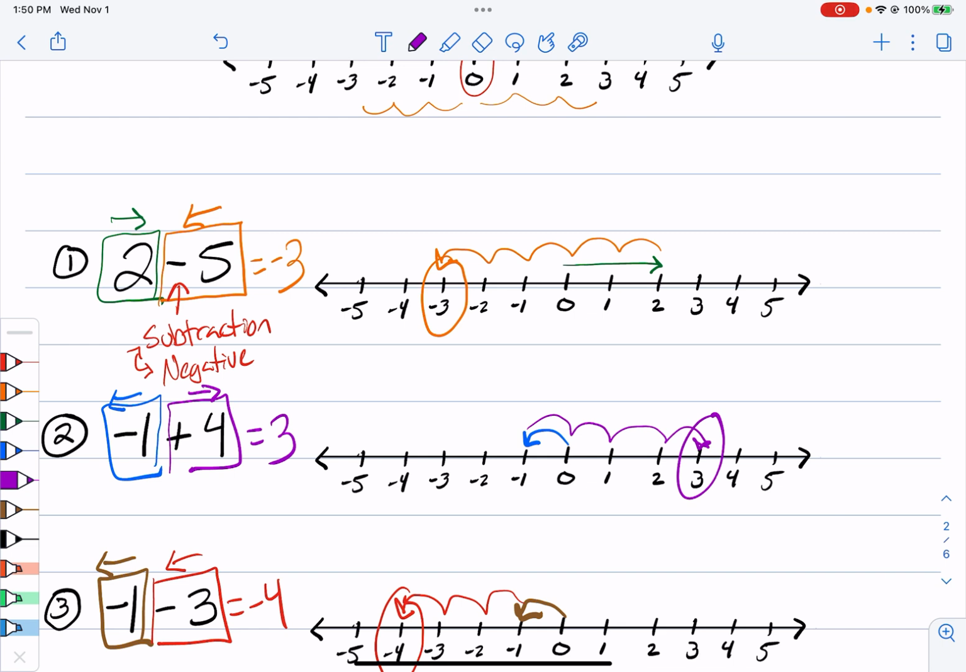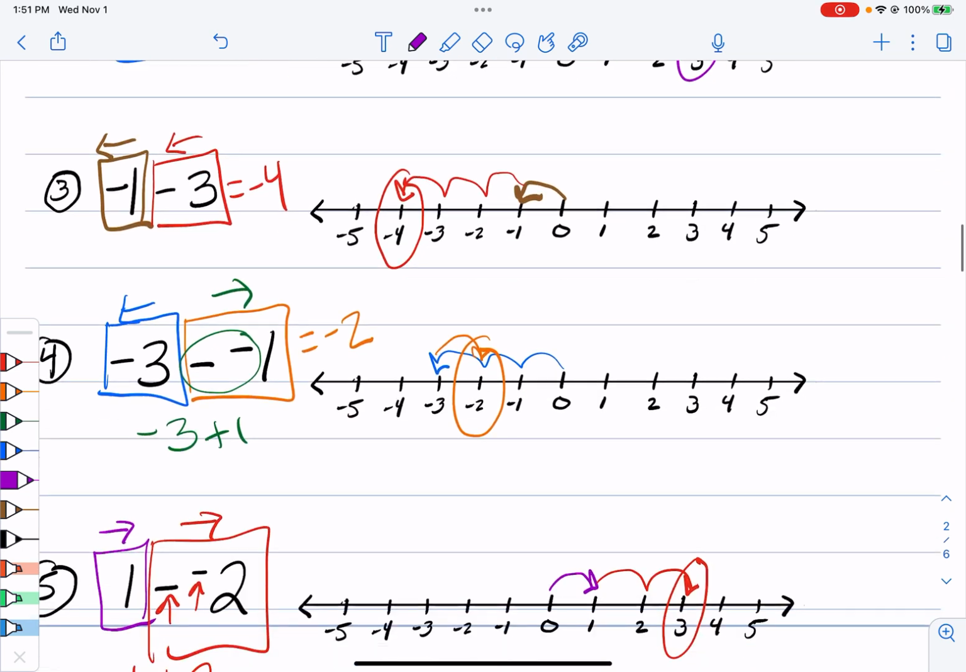Think about if I went to the right 2 and then I went to the left 5. So I'm going in opposite directions. Well, I went to the left further because I went to the left 5. And how many to the left further did I go? I went to the left further 3 spaces. If I were to subtract 5 and 2 to figure out their difference, 5 minus 2 is 3. And since I went to the left further, I have a negative as my answer.